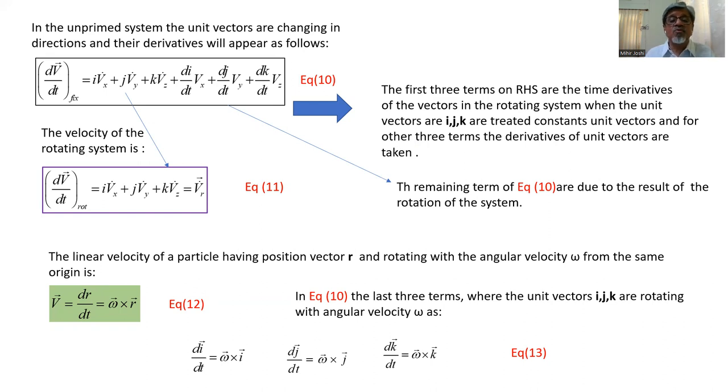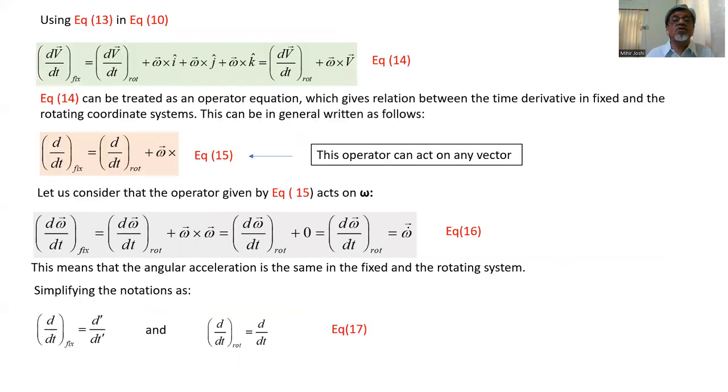In equation number 10, the last three terms, where the unit vectors I, J, and K are rotating with angular velocity omega, can be represented using equation number 12. So dI by dt is equal to omega cross I, dJ by dt is equal to omega cross J, and dK by dt is equal to omega cross K. That is equation number 13. Now using equation 13 in equation 10, dV by dt fixed can be represented. The first three terms represent the rotational one, so dV by dt rotation plus omega cross I, omega cross J, and omega cross K terms, which can be written as dV by dt rotation plus omega cross V. And that is equation number 14.